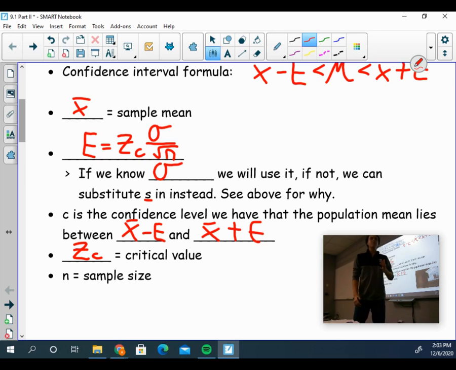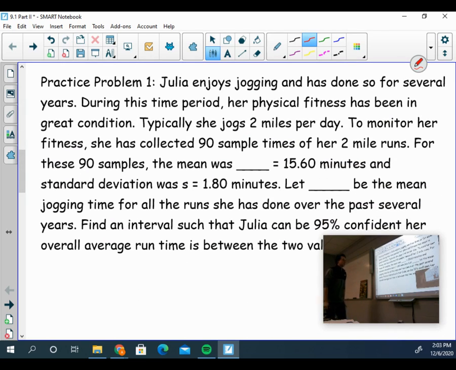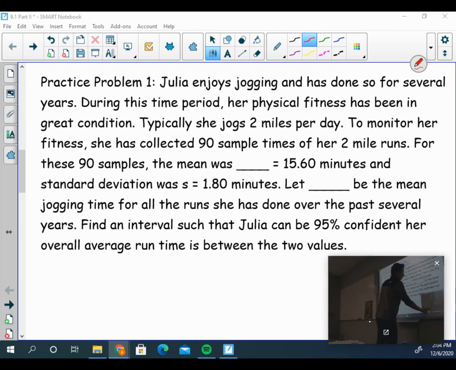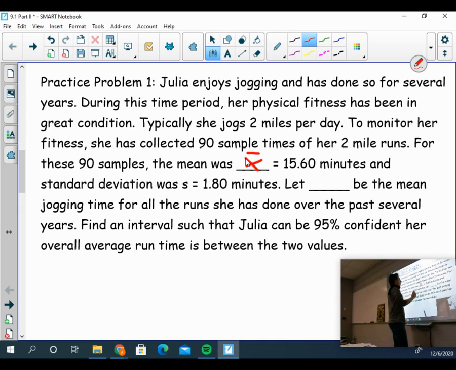So with all of that gone through, how do we actually solve a problem? What's this going to look like? Well, Julia enjoys jogging and has done so for several years. During this time period, her physical fitness has been in great condition. Typically, she jogs 2 miles a day. To monitor her fitness, she has collected 90 sample times of her 2-mile runs. For these 90 samples, the mean was x̄ = 15.6 minutes, and the standard deviation was s = 1.8.